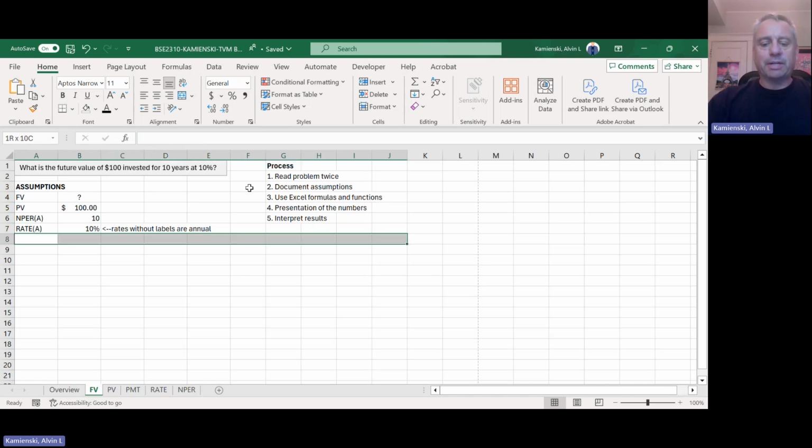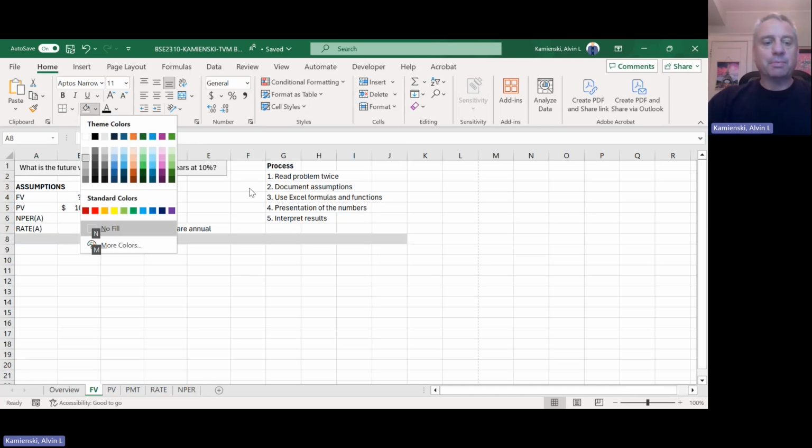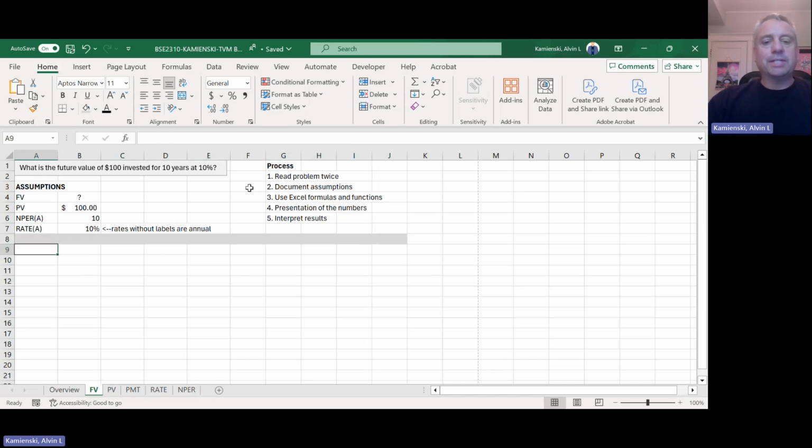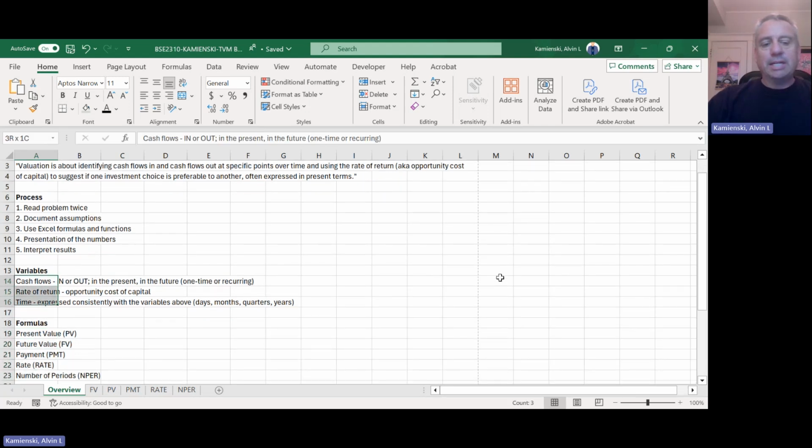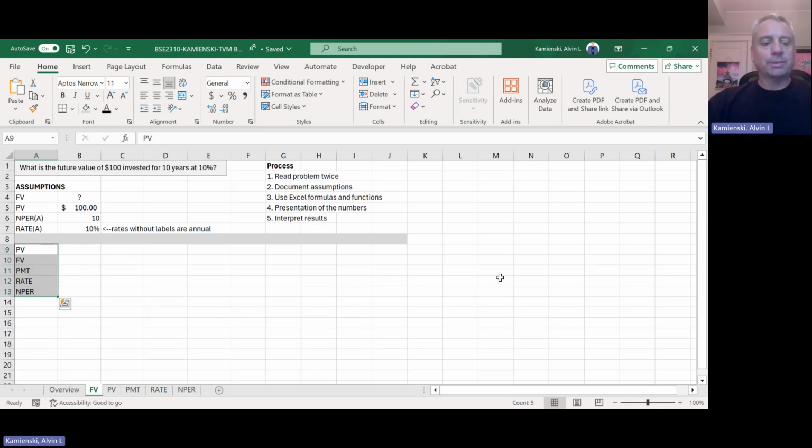Let's go ahead and put a breaker bar in here just so that we can have a little separation. And then let's go ahead and solve using the Excel formulas and functions. You're going to get used to doing this regularly. So for the first time here, I'm just going to type it so you can get into the rhythm. It's always present value, future value, payment, rate, and number of periods. Those are the abbreviations that we use that work in concert with our formulas that we discussed in the notes, as well as the cash flows that feed those formulas through the variables.